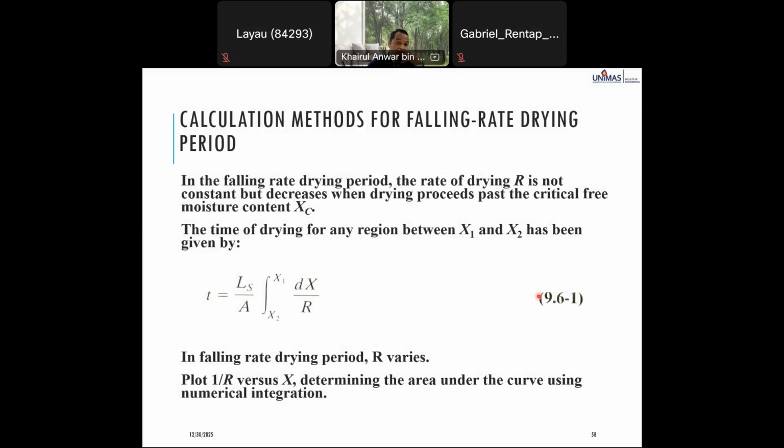Next is the calculation method for the falling rate drying period. For the falling rate drying period, we use numerical integration. In the falling rate drying period, the rate of drying R is not constant but decreases when drying proceeds past the critical free moisture content Xc.